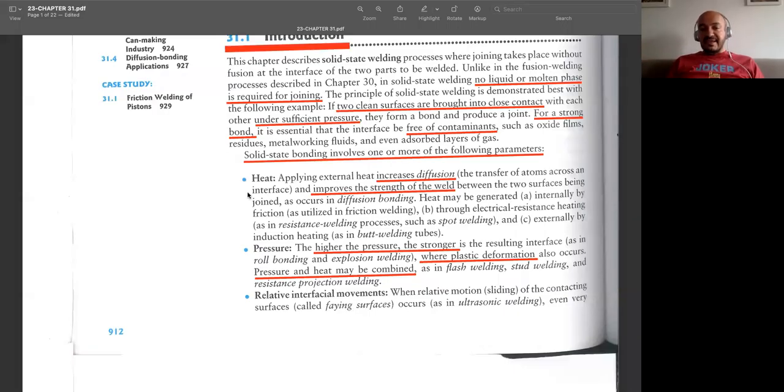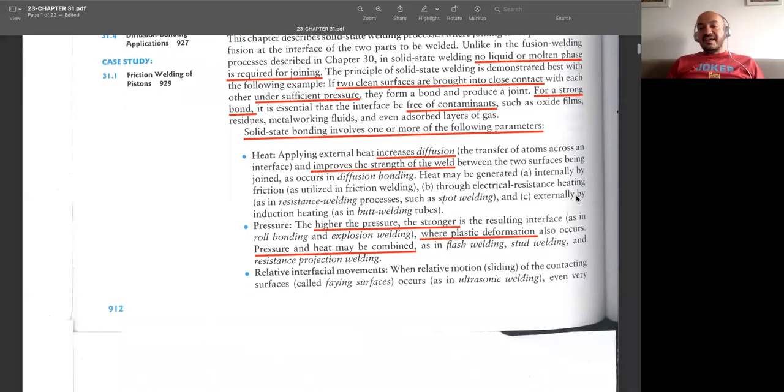Let's talk about the heat. Once you increase the temperature by applying heat, diffusion will increase and atoms will be transferred between the parts, and the strength of the bond will be improved. For heat generation, we may use internal heat generation like friction, or electrical resistance, so that while currents are flowing, they increase the temperature. Or lastly, we can have external heating like induction. But most of the time, we use internal heating and electrical resistance heating.